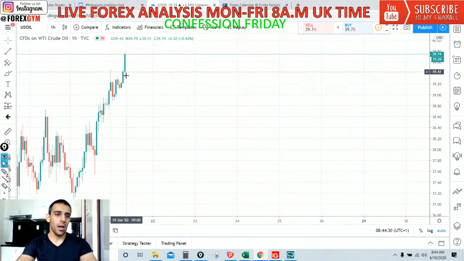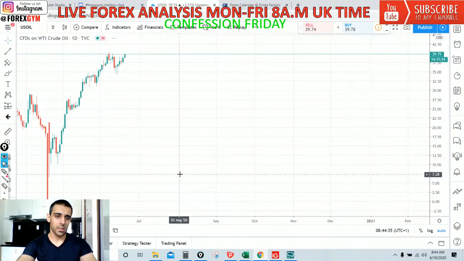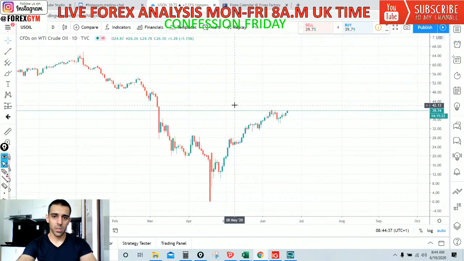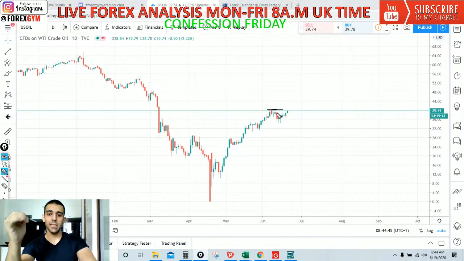But of course, I would look for the upside rather than the downside. But first and foremost, I would wait and see a break of this level, and it's not going to be confirmed until this daily candle is closed. So this one is more like a next week trade rather than today.